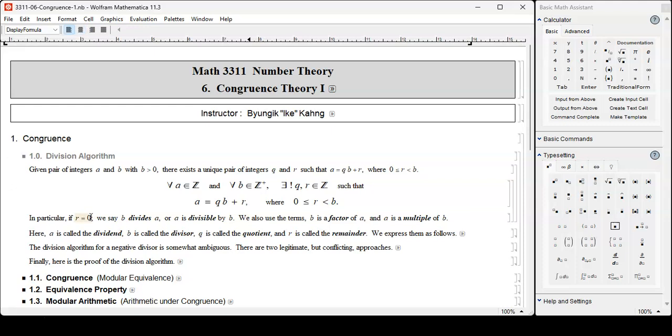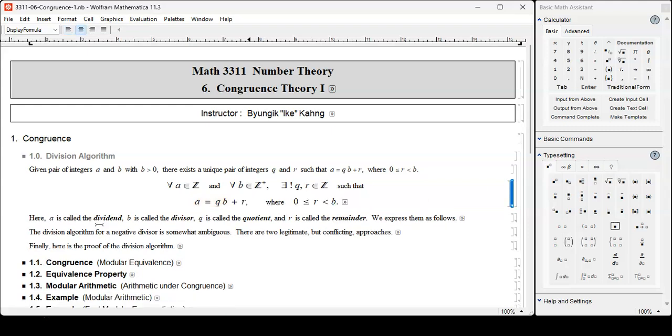In particular, if the remainder r is 0, so that all this part just drops out, then you'd get just a is qb, some integer times b. In this case, we say b divides a, or a is divisible by b. We also use the terms b is a factor of a, and a is a multiple of b. Remember all those. And also these terms: a is called the dividend, b the divisor, q the quotient, and r the remainder.